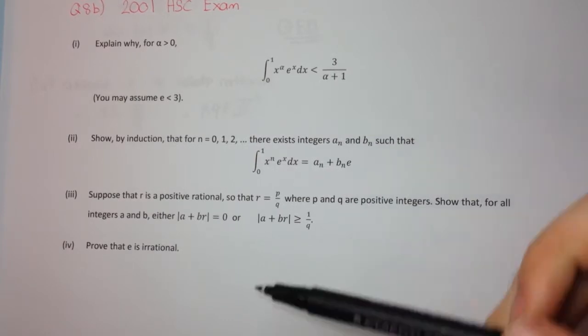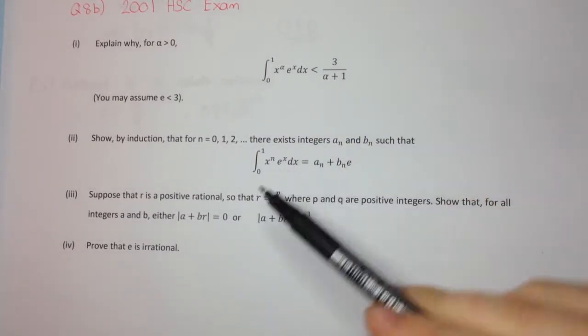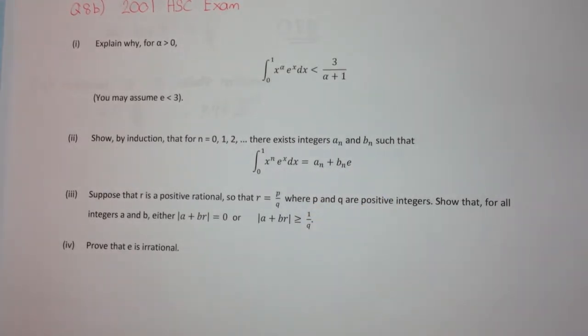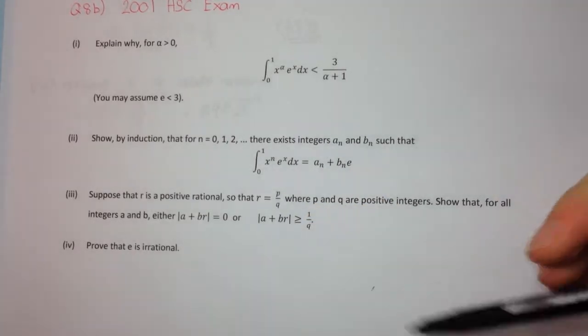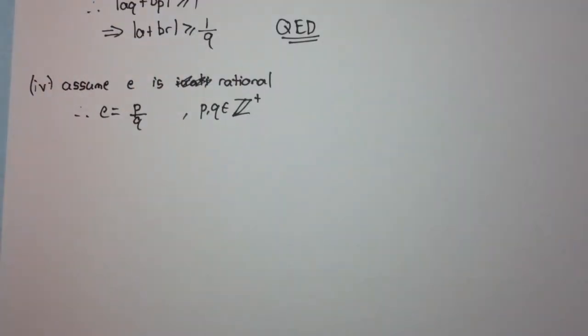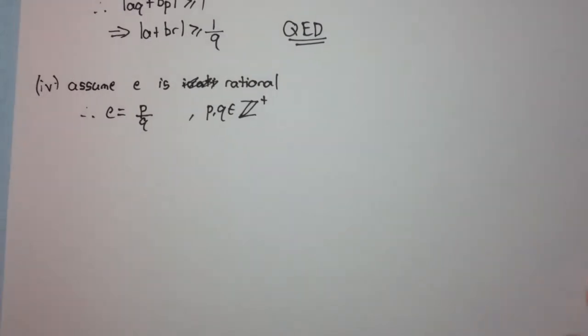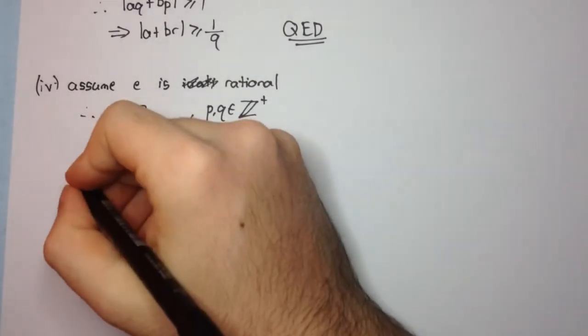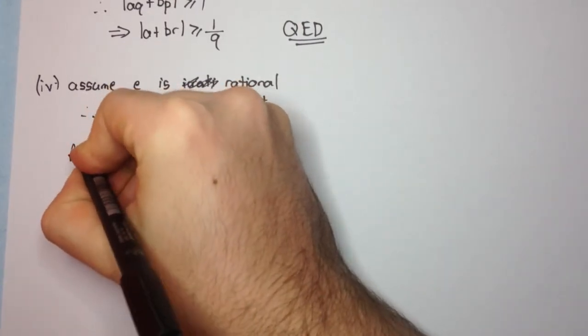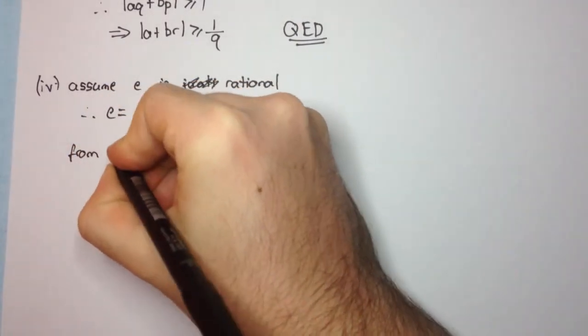And you'll also notice that these two integrals, even though this is an n and this is an alpha, are actually the exact same integral. So, let's see what we can get from that. Alright. So from part 2, this is what we have.